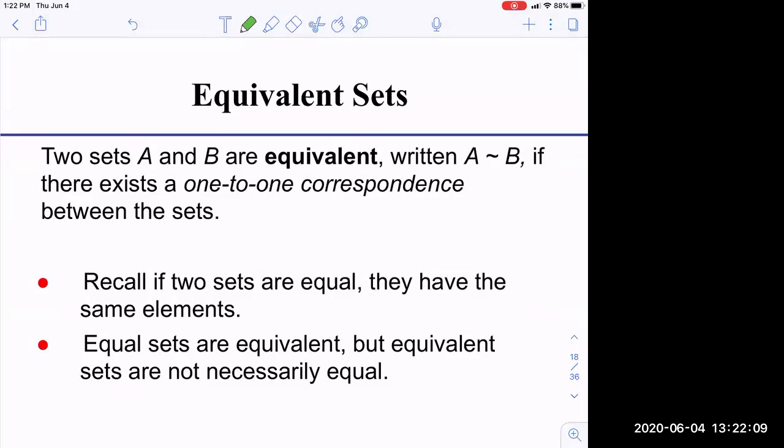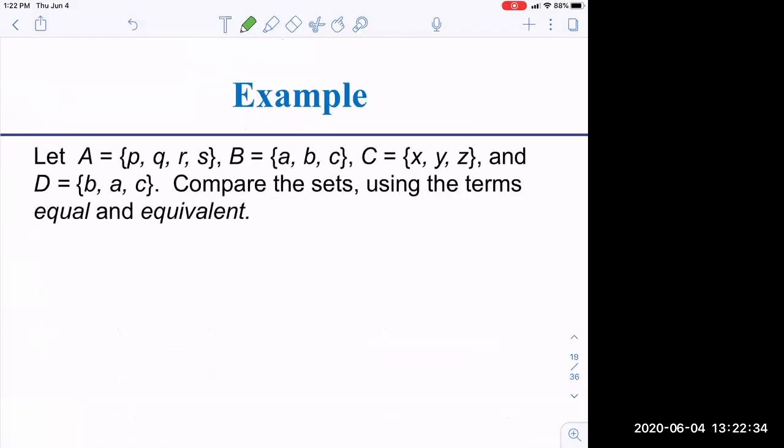Okay, talked about equivalent already. So we could say A is equivalent to B, but it doesn't mean that A is always equal to B. Equal sets are equivalent, but equivalent sets are not necessarily equal, because equal means you have the same elements. Okay.